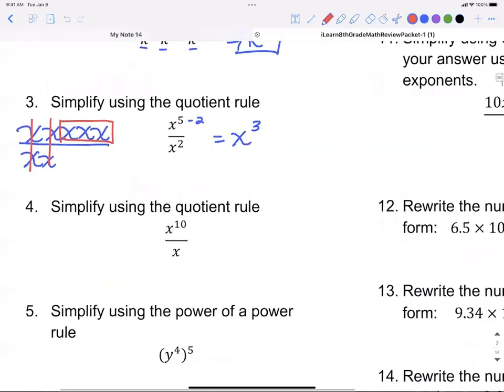Same thing with the quotient rule. The one thing you have to remember here is that every base has an exponent. If it's not there, it's a 1. So 10 minus 1 equals x to the 9th.